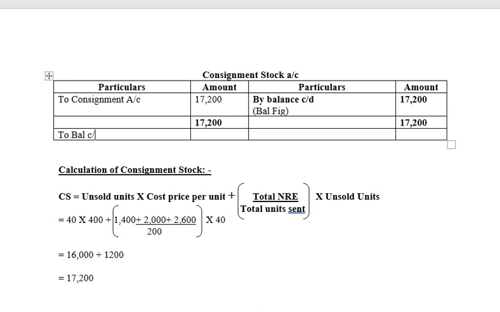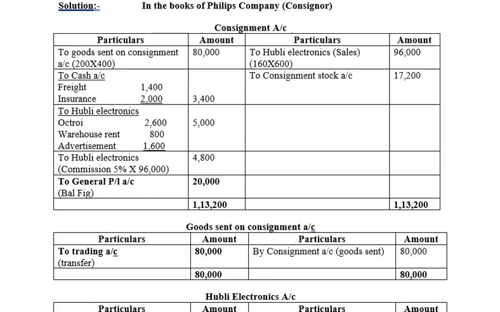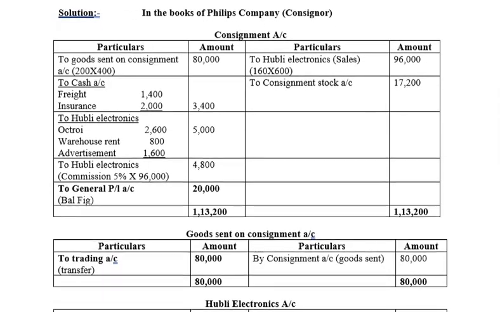Next line, bring this balance to the next one, that is to balance carried down. Amount is 17,200. Clear? All right. So there we complete with the consignor's account, that is books to be prepared in case of consignor's account.